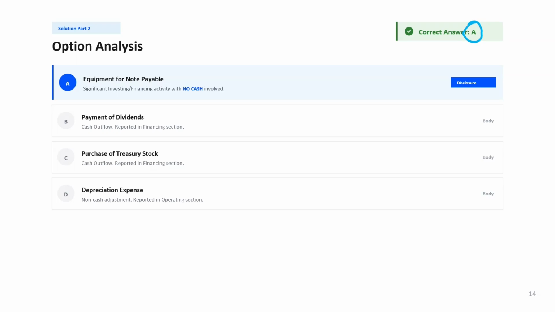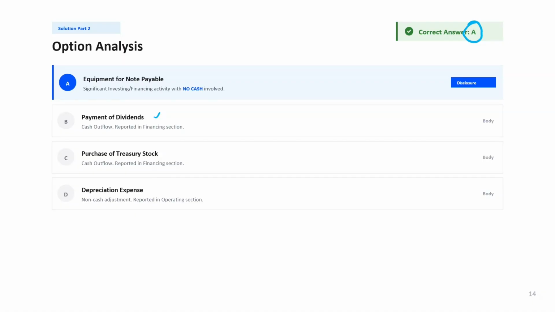So it is a significant investing and financing activity because equipment is an asset and a note payable is a liability. And in this transaction, did any cash move? No, no cash moved. So therefore, this transaction requires a supplemental disclosure. Now look at option B. Option B is about paying dividends. So paying dividends is a cash outflow and goes right into the financing section.